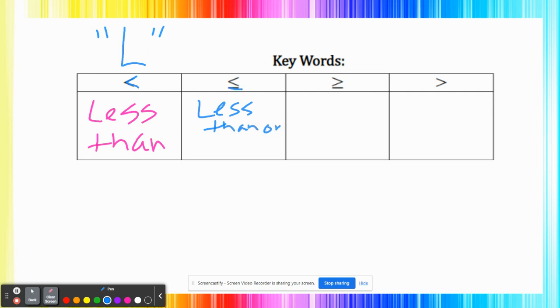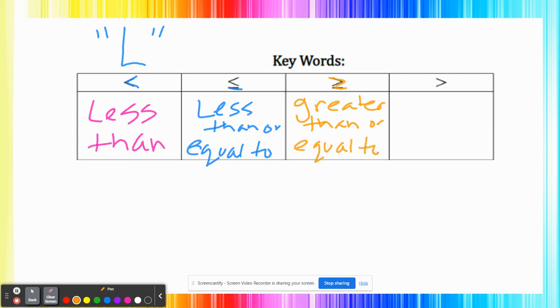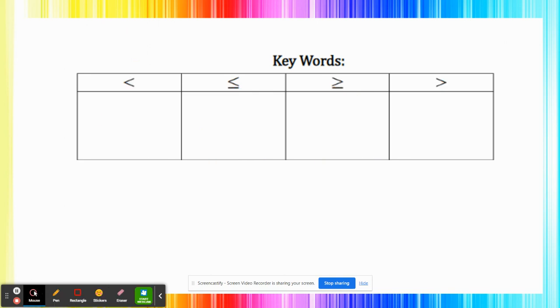or this line here means equal to. And then we have the opposite, which is your greater than. Or again, this has that equal to. Equal to means it includes. And then we have just the simple greater than. So we want to make sure we have a clear understanding of the different symbols.